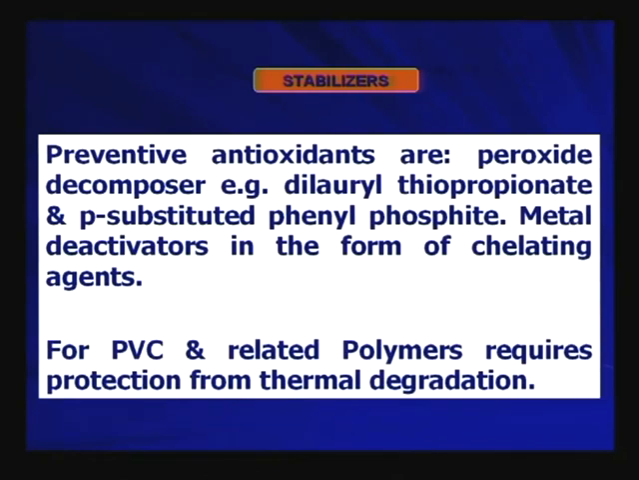And other stabilizers are preventive antioxidants and peroxide decomposers. Dilauryl thiopropionate, para-substituted phenyl phosphite, and metal deactivators in the form of chelating agents. So, phosphorus derivatives, phosphoric acid derivatives, or thiol derivatives, amine derivatives, thiol compounds, amine compounds, phosphorus-based compounds, these are used as stabilizers for polymers in general.